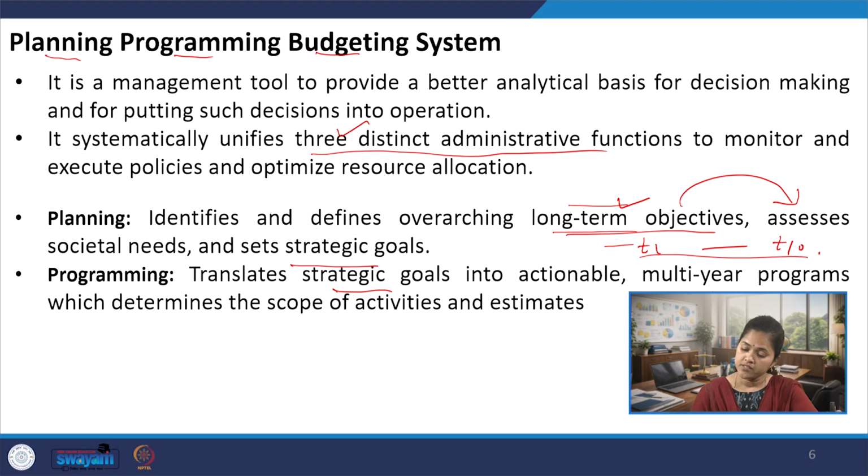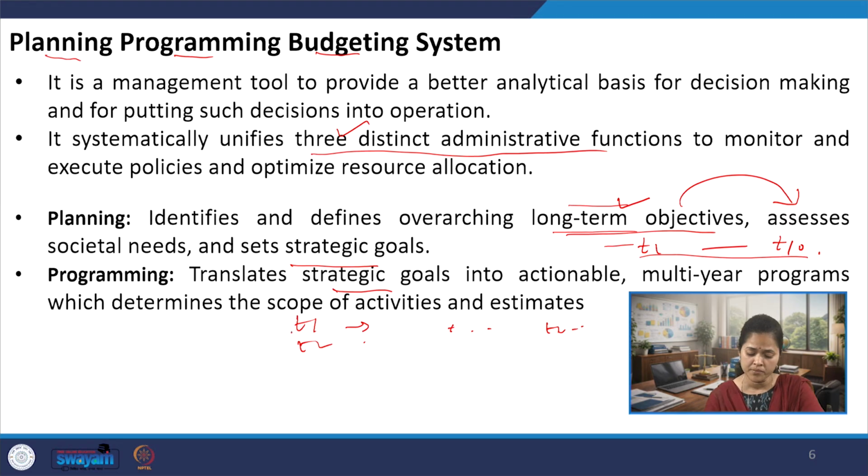So, multi-year programs need to be taken, which can determine the scope of the activities and the estimates. Basically, we can find what strategies can be taken over these years. So, let us say for T1 year, what are the strategies that we are taking, for T2 years, what are the strategies that we are taking, and likewise for T10 years.